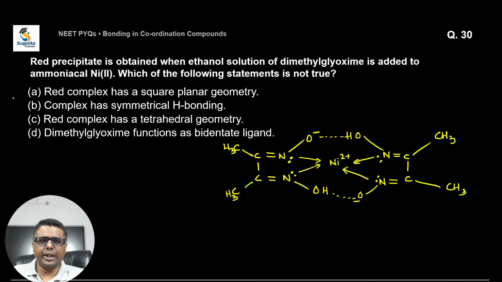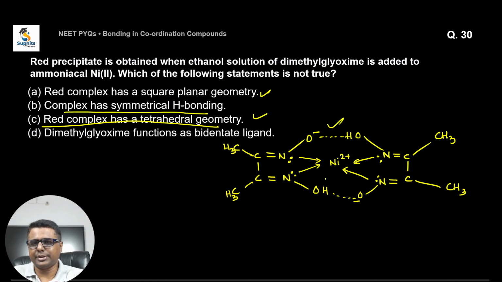So what is asked? Red complex has square planar geometry. It is also said red complex has tetrahedral geometry. So either this is true or this is true. It has symmetrical hydrogen bonding. Yes, it has symmetrical hydrogen bonding. If you see, the hydrogen bonding at the top and the bottom is absolutely similar.